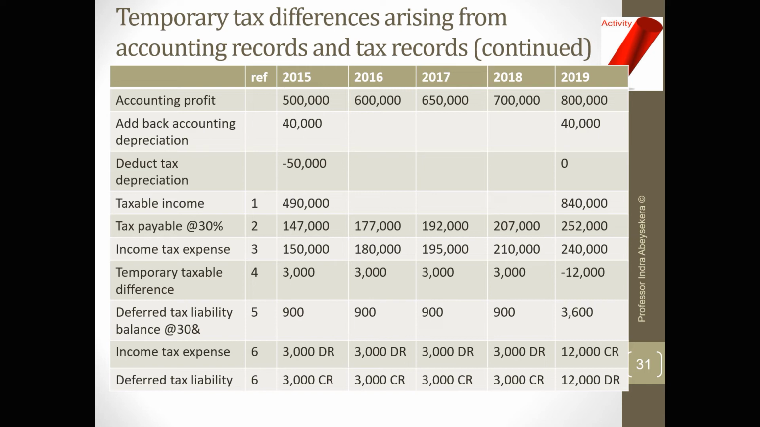And in the final year, that deferred tax liability gets reversed. So we debit deferred tax liability 12,000 and we credit income tax expense 12,000.